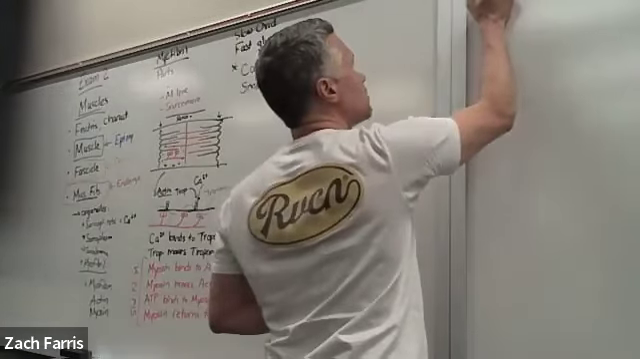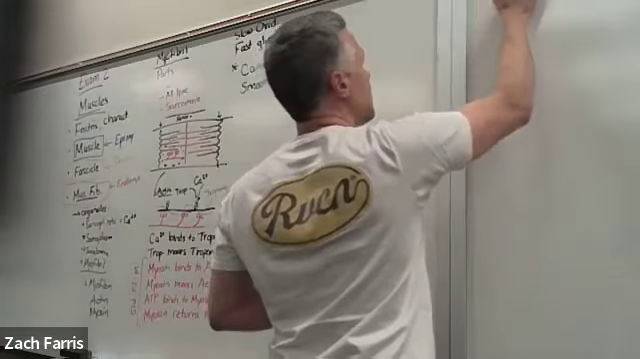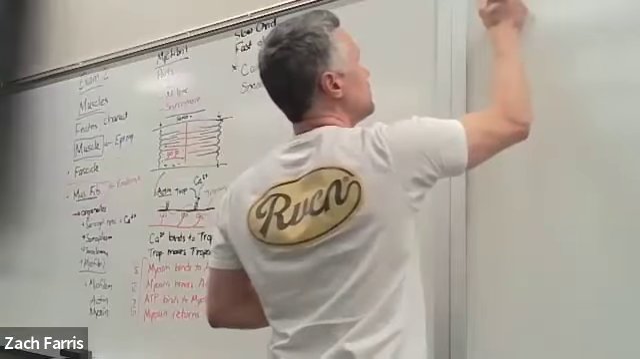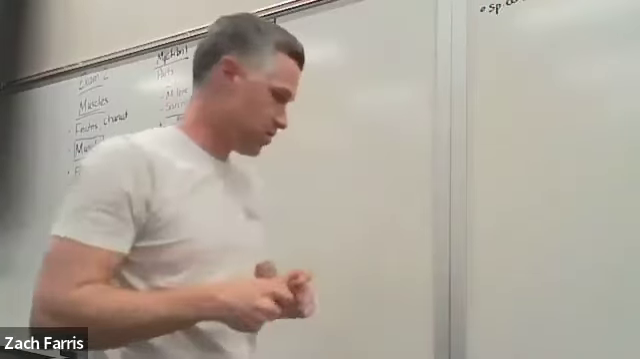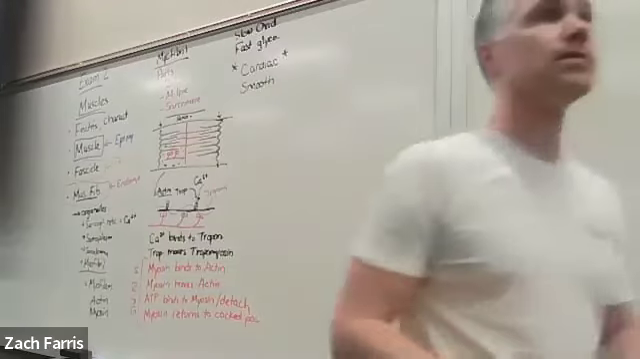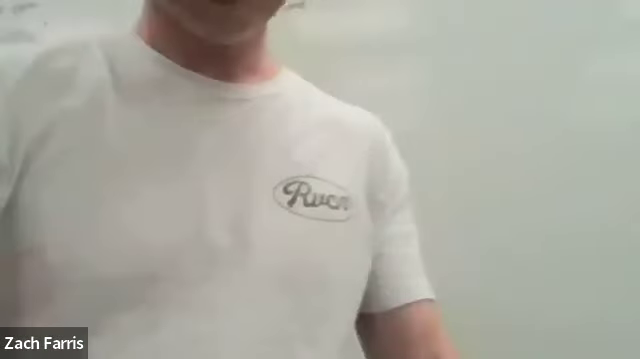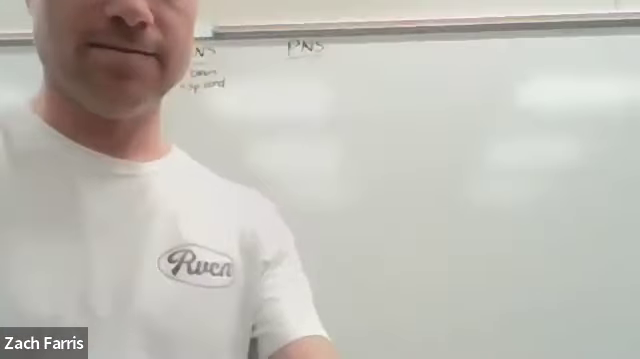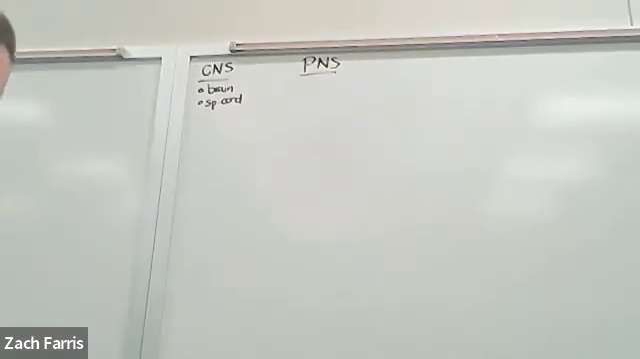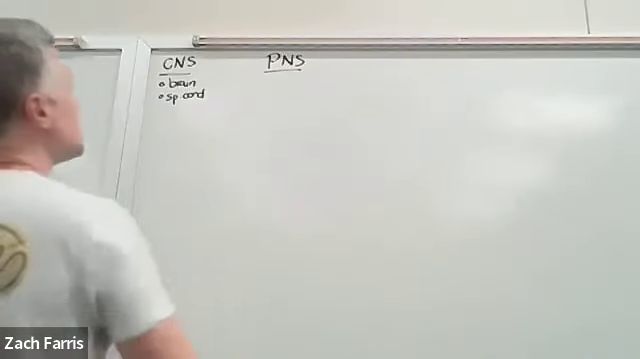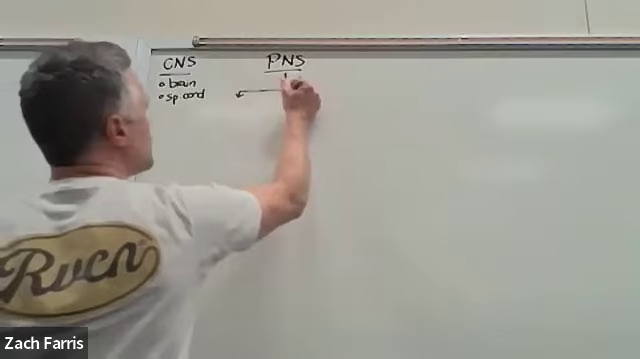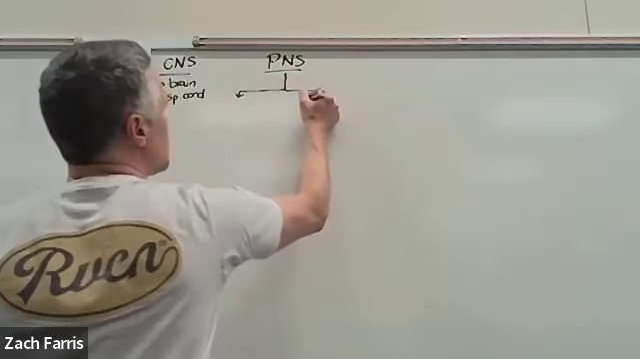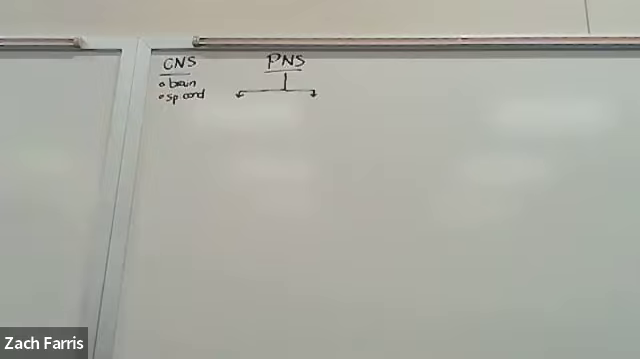What are our only two structures of the CNS? Brain and spinal cord. Please make sure, if I just say brain, spinal cord, that you know what organ system they belong to. Oh, thank you. See? That's what we needed. All right, here we go. CNS, PNS. Then we're going to break down the PNS into what two divisions? Autonomic, somatic.